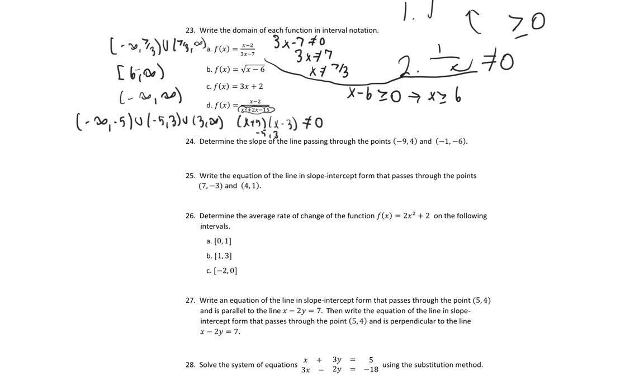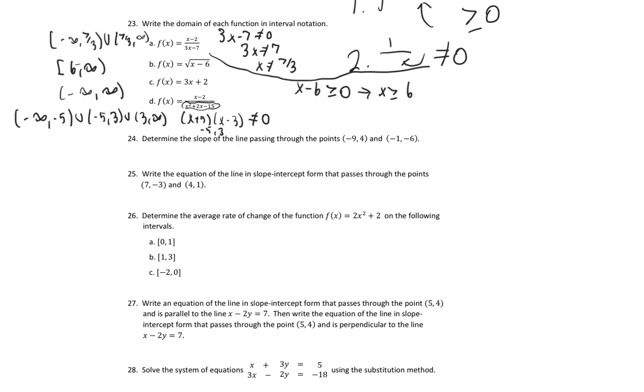Okay, next we need to determine the slope of the line passing through the points negative 9, 4, and negative 1, negative 6. Our equation for slope, which we'll call m, is y2 minus y1 over x2 minus x1. This is the kind of thing, if you don't know that, put it on your note card. Also, you might want to put some kind of thing to remember your two domain restrictions, because that might be pretty good to know. So I'll label these things: I'll call this x1, y1, and this x2, y2.